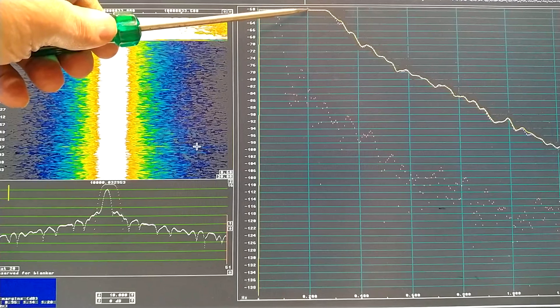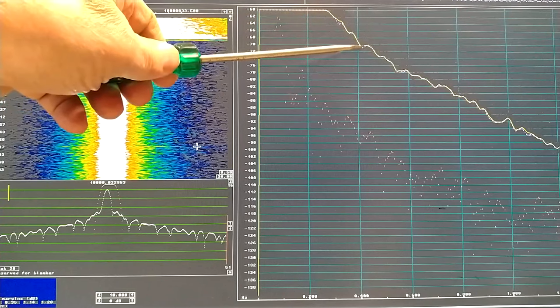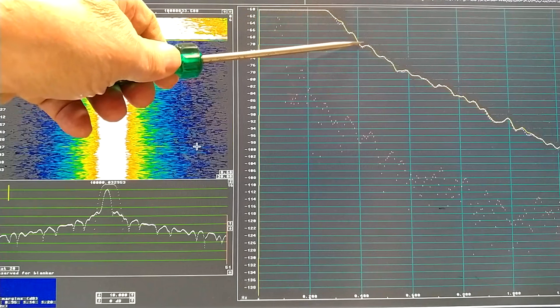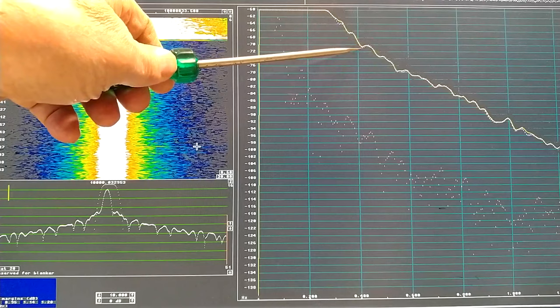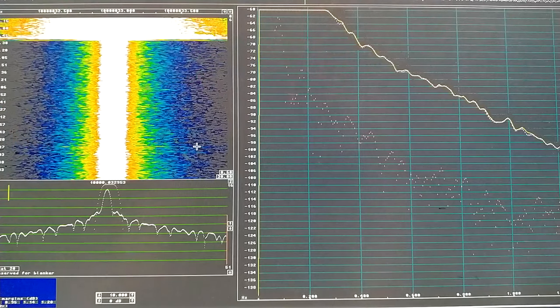It is stronger than minus 60. And here it was minus 102. Now it is 70, that's 32 decibels. And this has to be infrasound. Something is very sensitive to the air pressure inside the box. Maybe even to the extent that it has some influence when the lid is closed also.